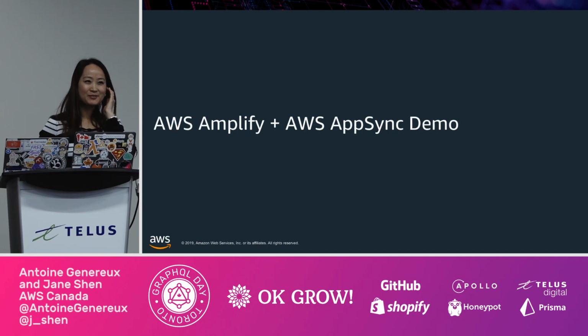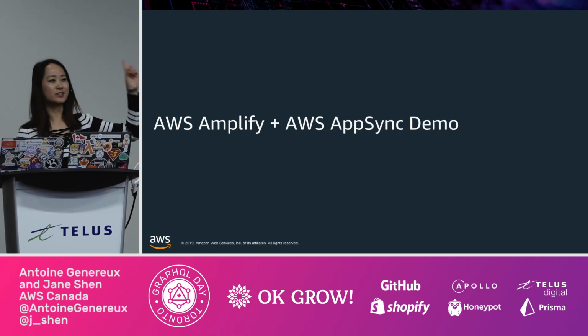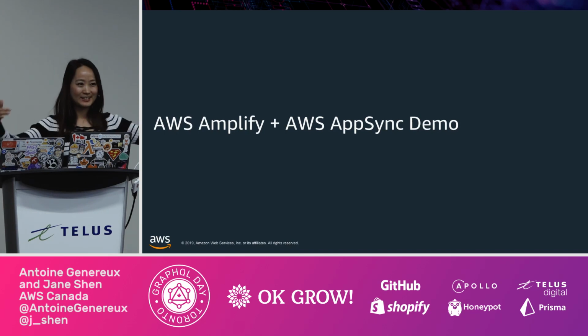Hi, I'm Jane Shen. I'm a cloud application architect at AWS Canada. We're literally just next door from here if you haven't seen the big sign in front of the building.